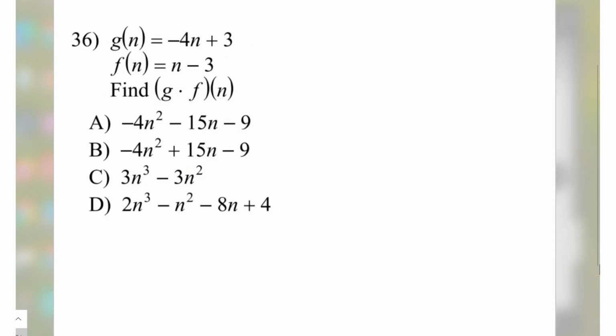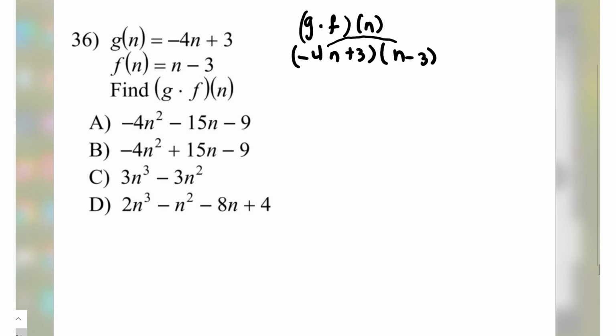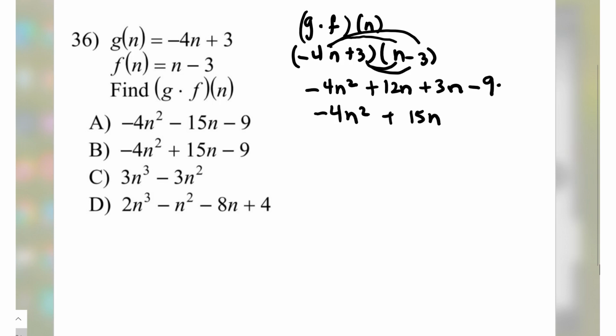So we're going to go ahead and multiply G times F of n. We know that G is negative 4n plus 3, and we know that F is n minus 3. So negative 4n times n, you're going to do the FOIL method, gives negative 4n squared. Negative 4n times negative 3 gives you positive 12n. You multiply 3 times n, so you have 3n. And then 3 times negative 3 gives you negative 9. Now you combine like terms: negative 4n squared plus 15n minus 9.